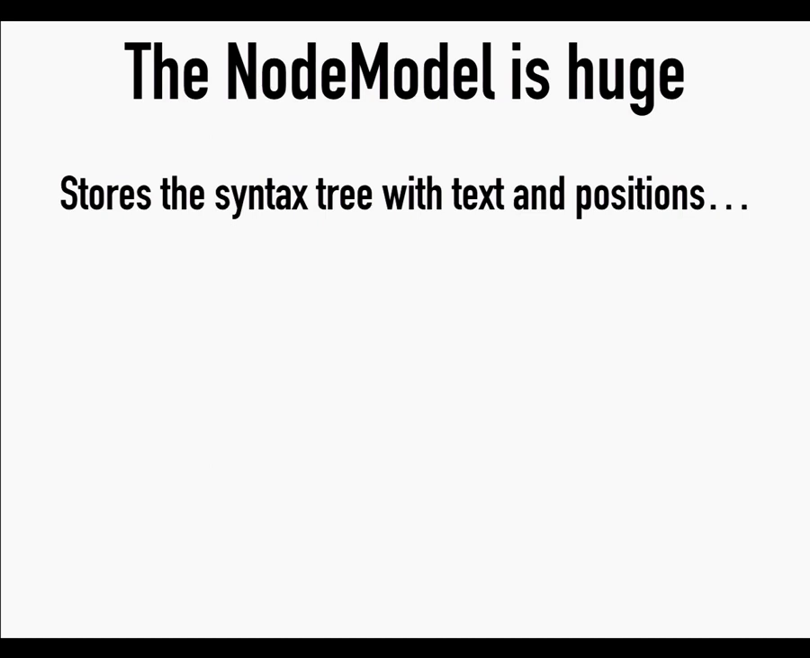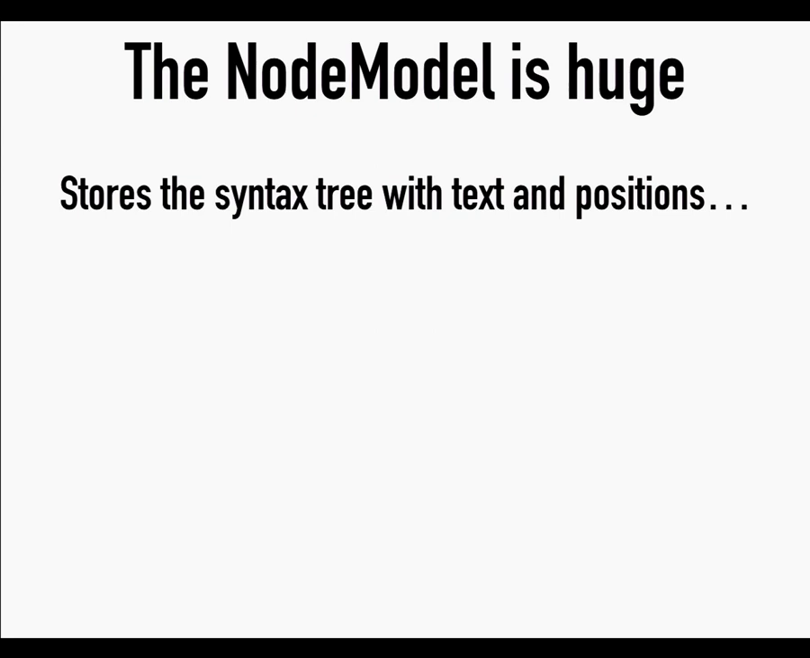In the scenario that I just mentioned, the 20 gigabytes of RAM, we found out, of course, with tools like YourKit, that most of the things are strings. And why? Because there is that node model. Who knows the node model? Okay, I don't have to explain too much. The node model stores the syntax tree with text and positions. Let's see, you have a grammar, and within that grammar you have a parser rule, and that will end up in an object in the AST.